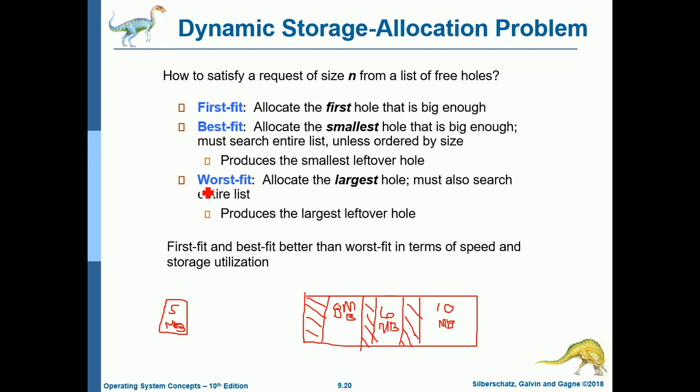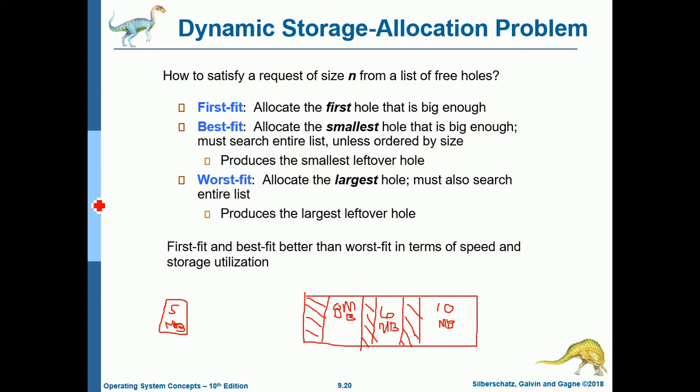So last but not the least, we have the worst fit. Allocate the largest hole; it must also search the entire list. So just like best fit, it will check all the available free partitions. Then after that, of course, it will allocate the largest hole. Again, the leftover here is 3, this is 1, and this is 5. Since worst fit will always allocate the largest hole, this 5 MB will be put inside the 10 megabyte free partition. So that is the difference between first fit, best fit, and worst fit.